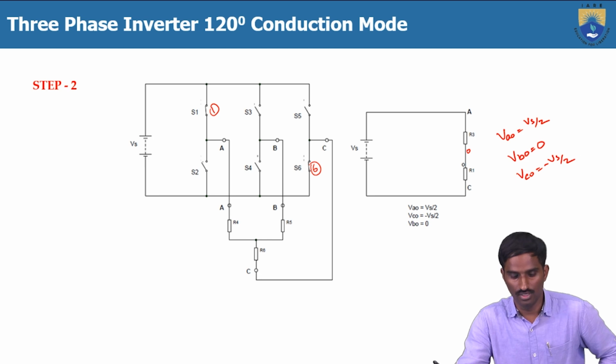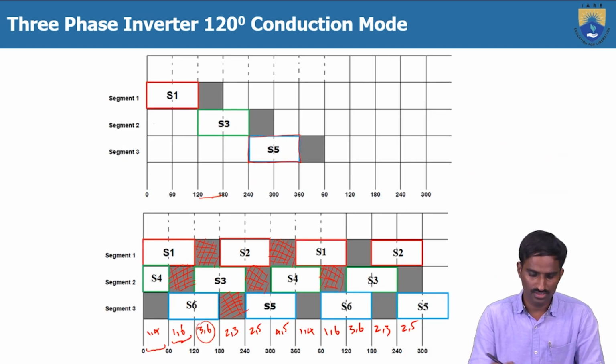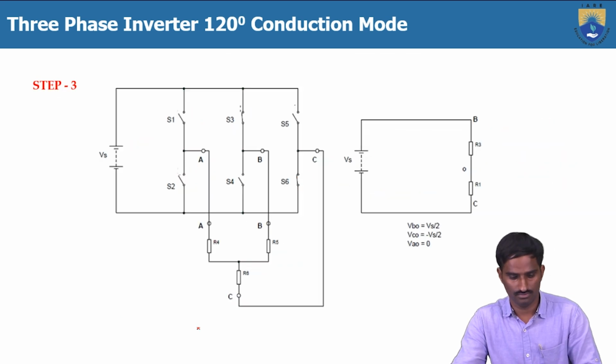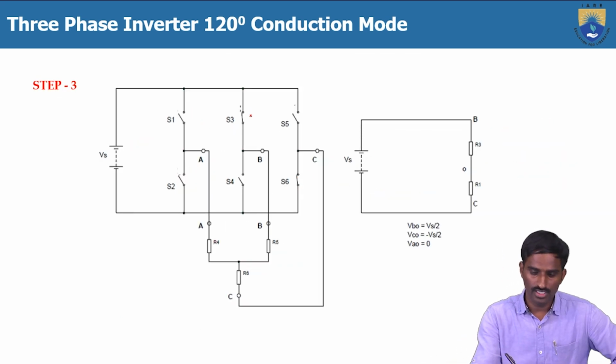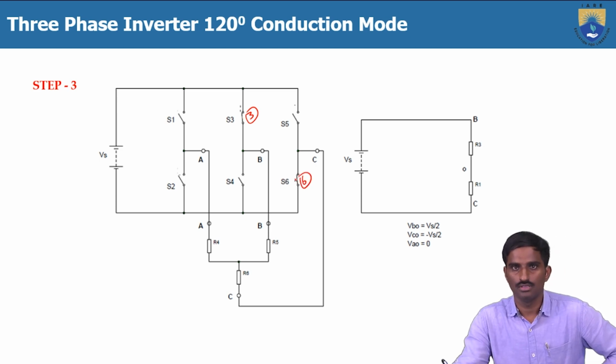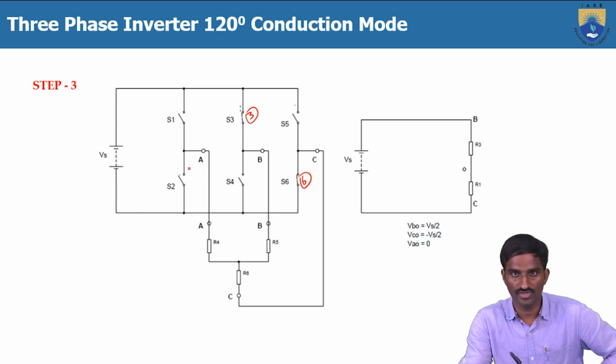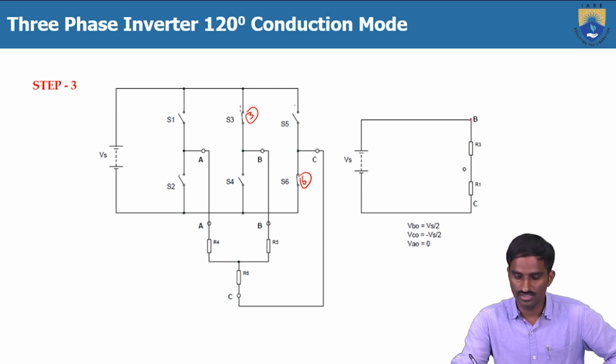Minus Vs by 2. Similarly, in step 3, switches 3 and 6 are turned on. 3 is connected to phase B and 6 is connected to phase C, and the switches connected to phase A are still turned off, both the switches. So that's why here it is in between VBO and VCO.